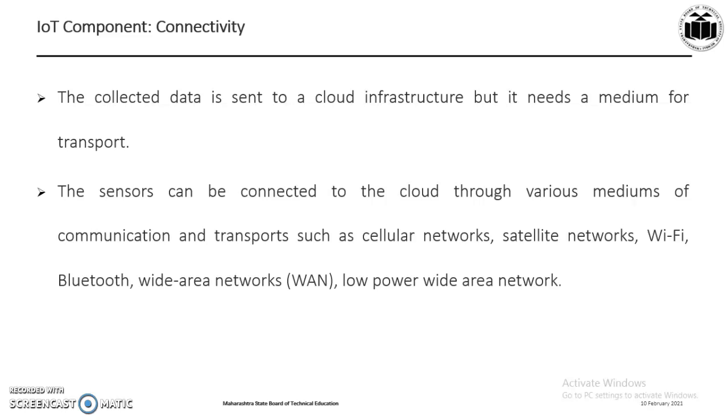So various mediums of communication and transport such as cellular networks, satellite networks, Wi-Fi, Bluetooth, wide area networks, or even a low power wide area network can be employed. And many other communication mediums can also be selected. But while selecting a specific connectivity medium, we need to trade off between the power consumption, range, and bandwidth. So selecting the best connectivity option in an IoT system is one of the critical points.